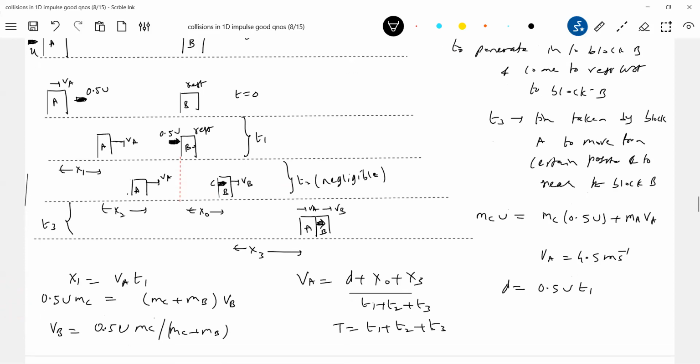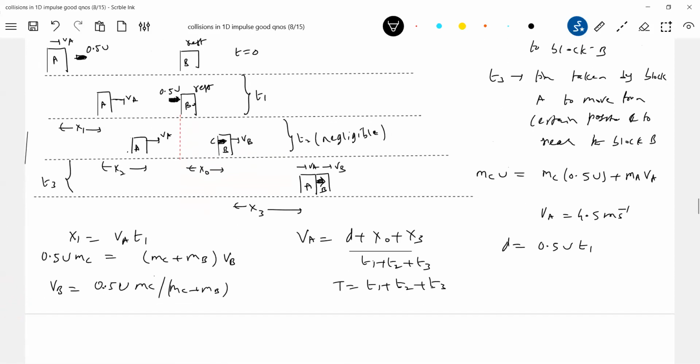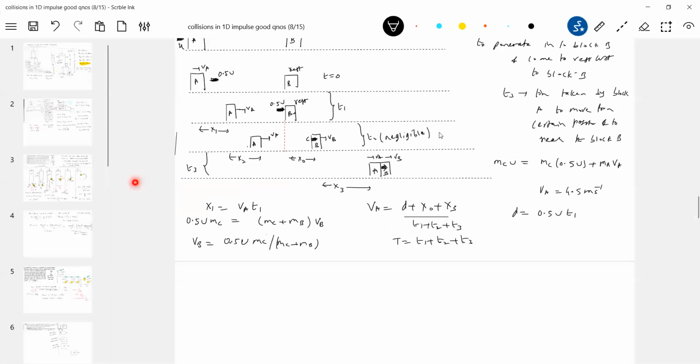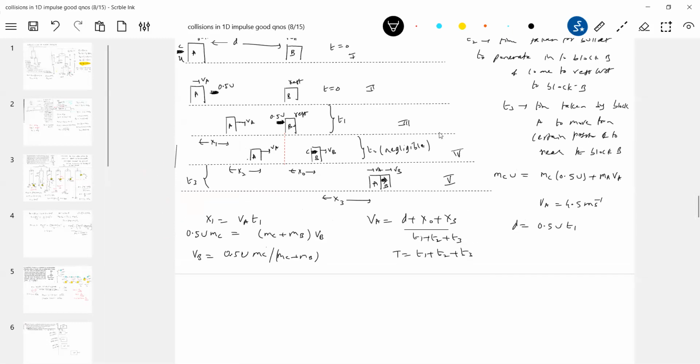Okay, I'll write all the set of equations. I think from here, I need, yeah. Let me proceed here now. Look at the second, I'll give diagrams 2, 3, 4, 5. From the third diagram, what is the distance? This will be d minus x1 plus x0 plus x3.